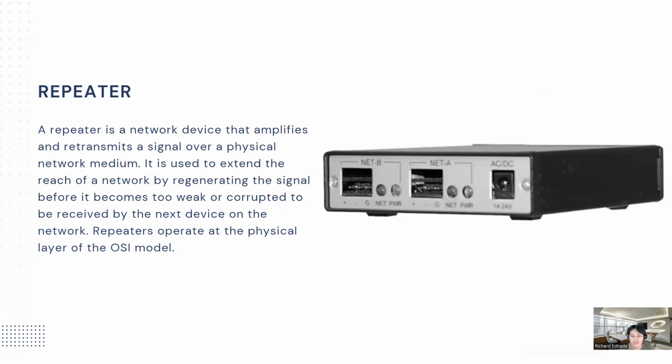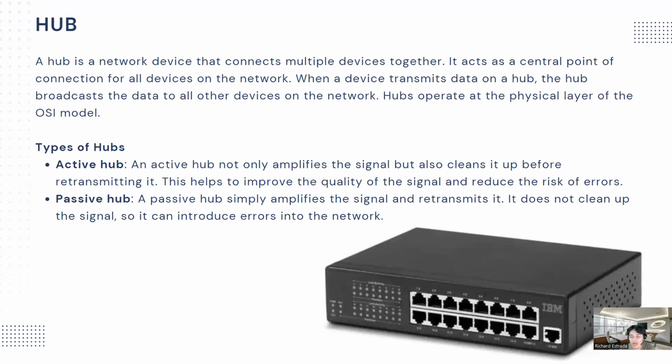We also have this one, repeater. So the repeater is a network device that amplifies and retransmits a signal over a physical network medium. It is used to extend the reach of a network by regenerating the signal before it becomes too weak or corrupted to be received by the next device on the network. And repeaters operate at the physical layer of the OSI model. Okay? So sa physical siya na part si repeater.